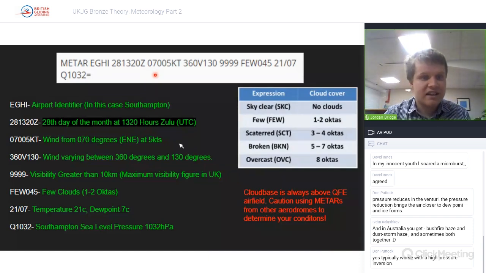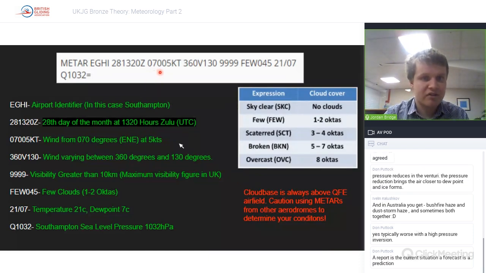The wind here, as you can see, is coded as 070 degrees at 05 knots, so east northeast at 5 knots. And you can see the wind is varying in this example, varying between north and actually a bit of south in there as well, 130 degrees.